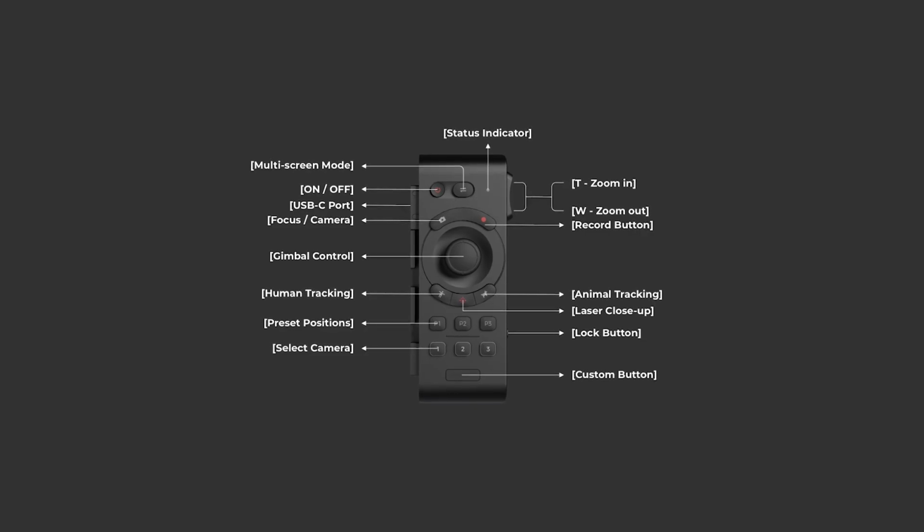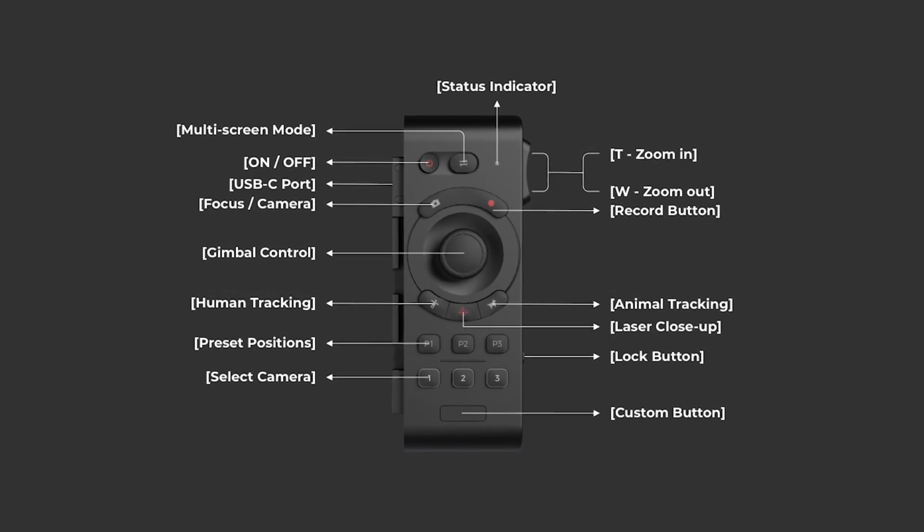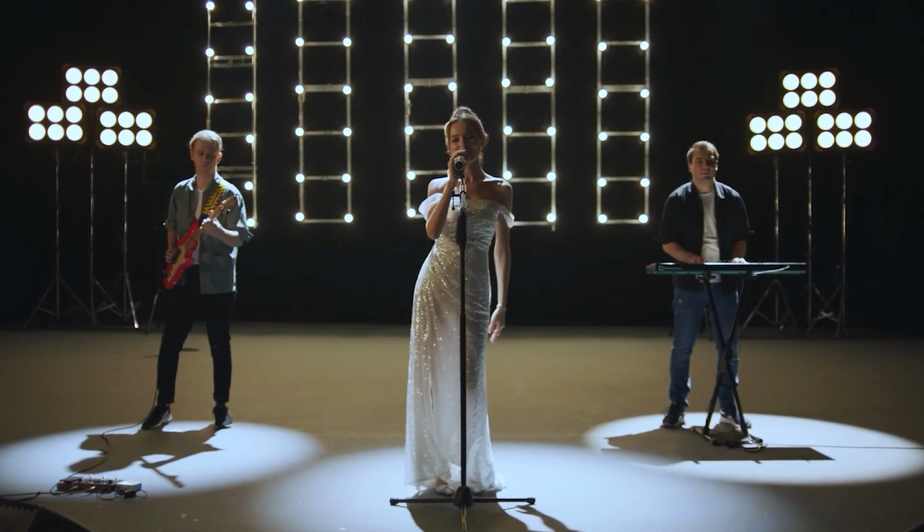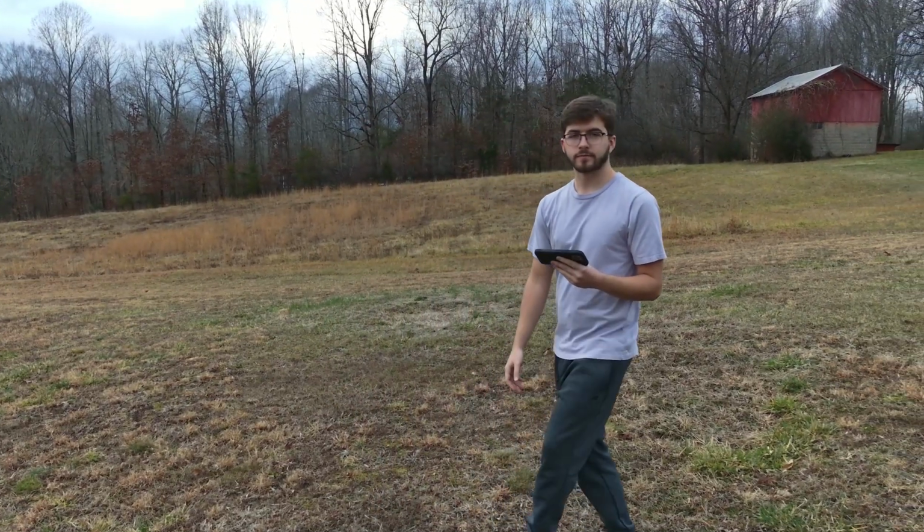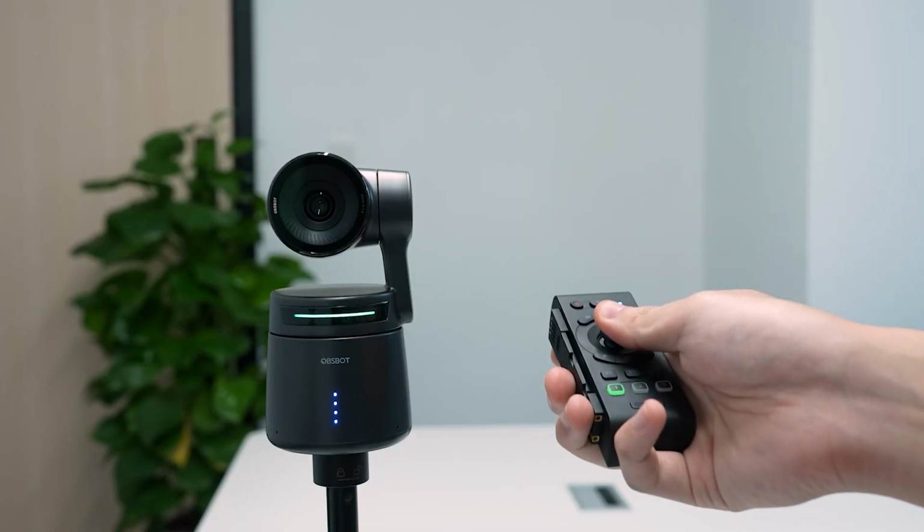Something else that is key is that it has a remote, which means that you can do different types of things without even touching a program, such as zooming in or out, or using the AI tracking, or even selecting different preset positions that you have made.